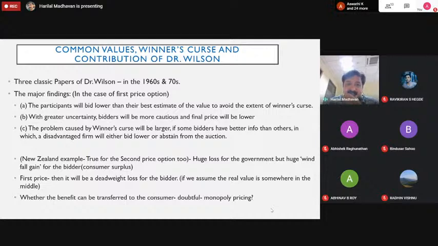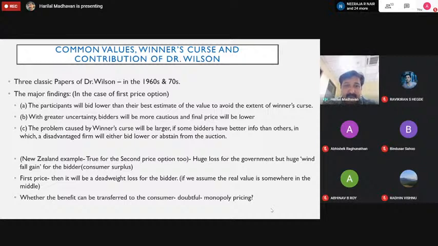And three classic papers of Wilson, that's a contribution. So Wilson has contributed more into this idea, the common value of a particular good and what happens with the winner's curse and things like that. Okay, so in the 1960s and 70s, the major findings he came up with are basically three things. One is the participants will bid lower than their best estimate of the value to avoid the extent of winner's curse.